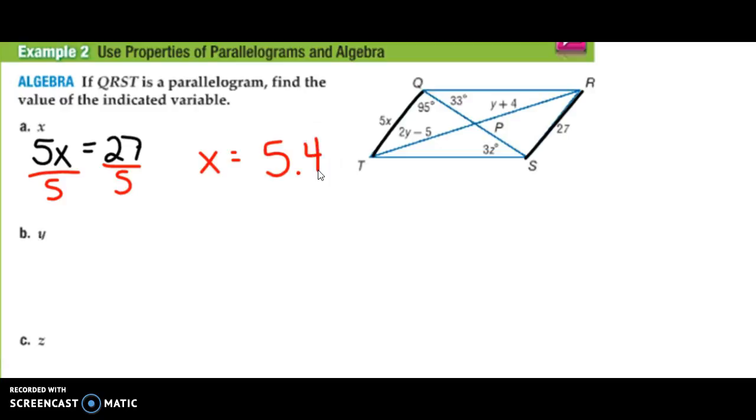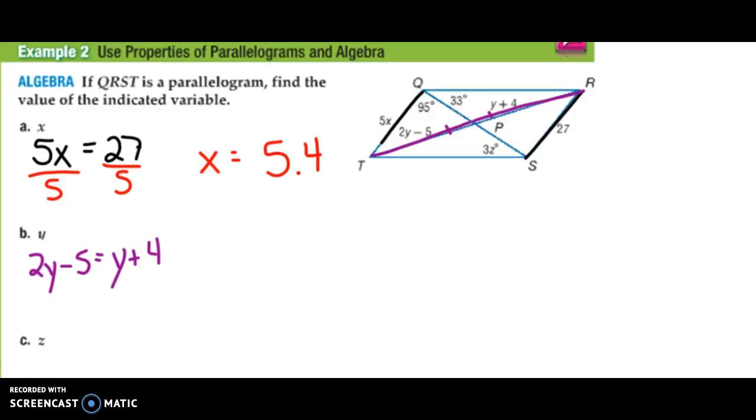Now I'm trying to find y, and I see that TP is 2y plus 5, and RP is y plus 4. So those two obviously have to be congruent to each other. That means those two values are going to be equal to each other, and I get 2y plus 5 is equal to y plus 4.